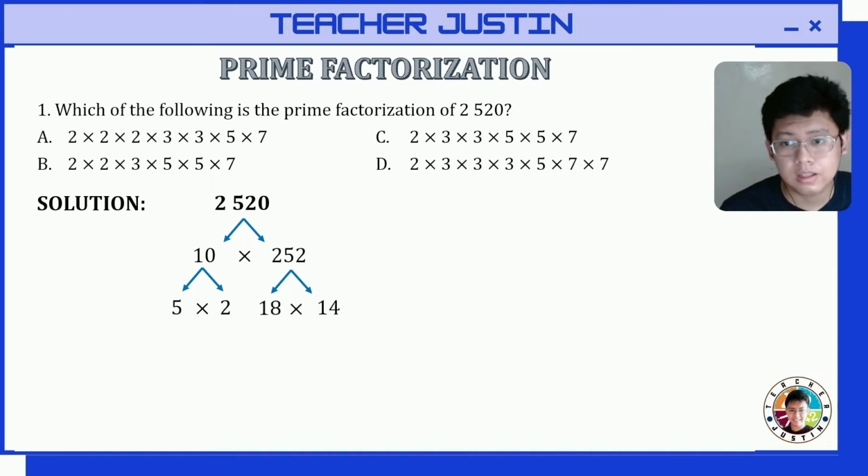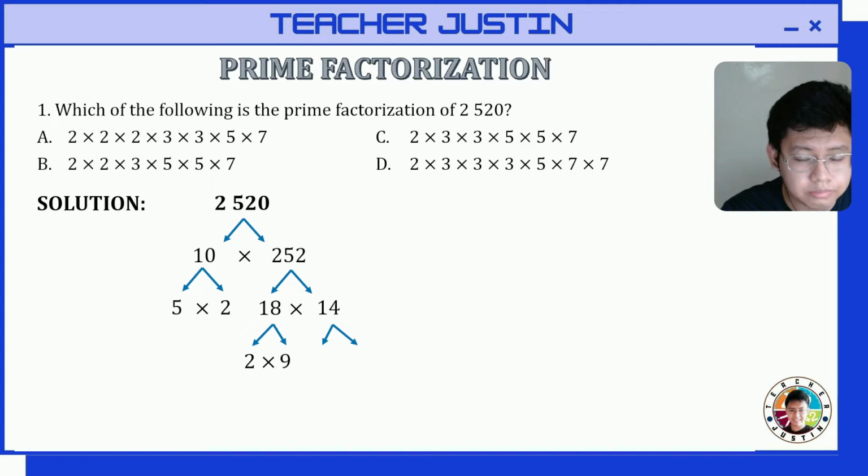So, okay, next, check natin kung pwede natin silang i-factor ulit. So, si 18, pwede pa nating i-factor. Si 14, pwede na nating i-factor. Yung 5 and 2, hindi na kasi prime na sila. Okay, so si 18, ang factors niya ay 2 times 9. Si 14, ang factors niya ay 7 times 2.